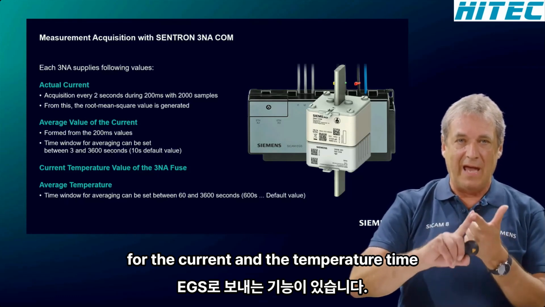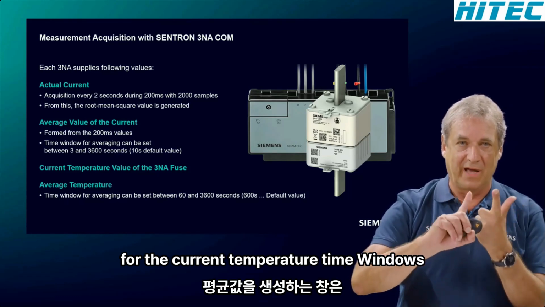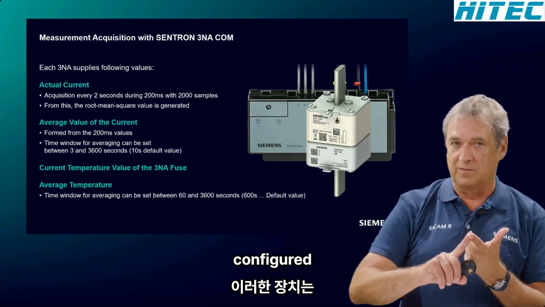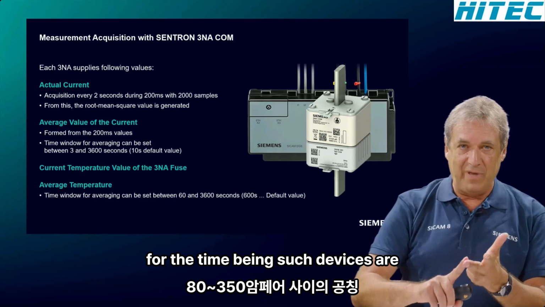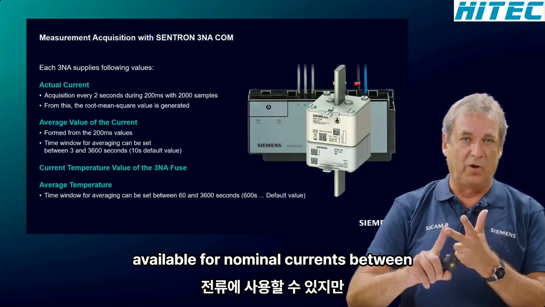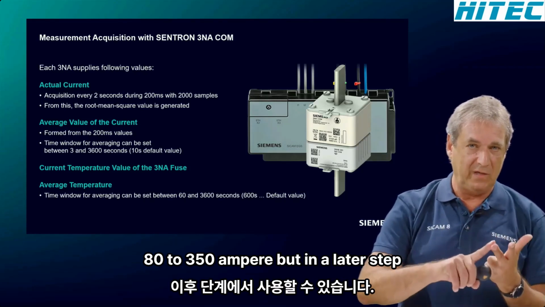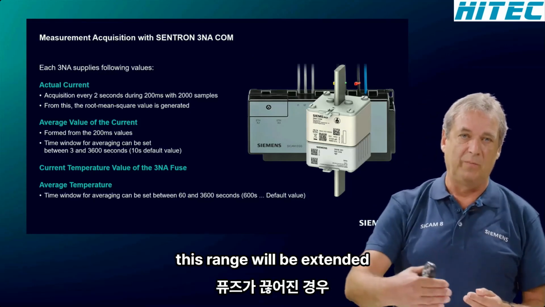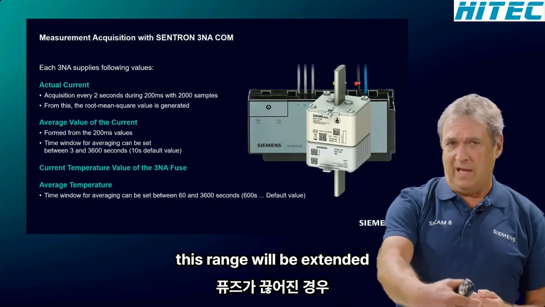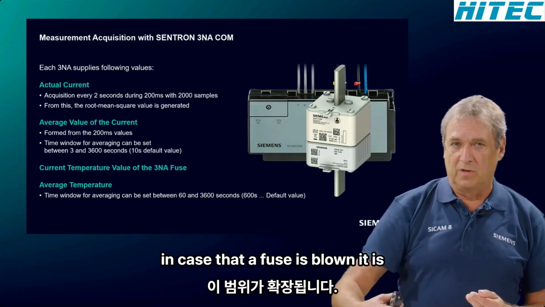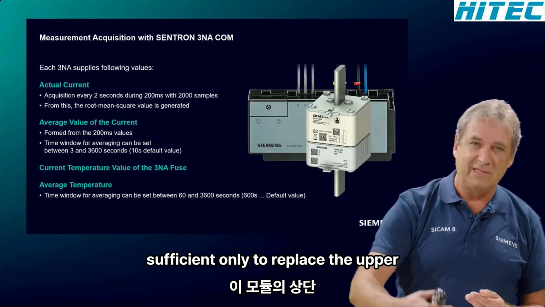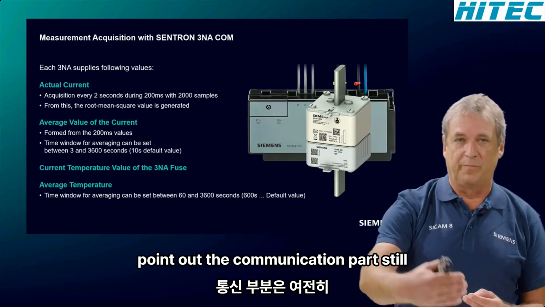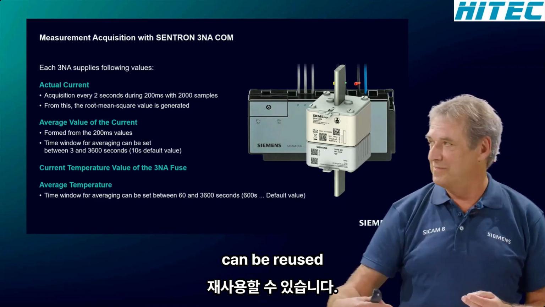For the current and the temperature, time windows to create average values can be configured. For the time being, such devices are available for nominal currents between 80 to 350 ampere, but in a later step, this range will be extended. In case that a fuse is blown, it is sufficient only to replace the upper part of this module. To point out, the communication part still can be reused.